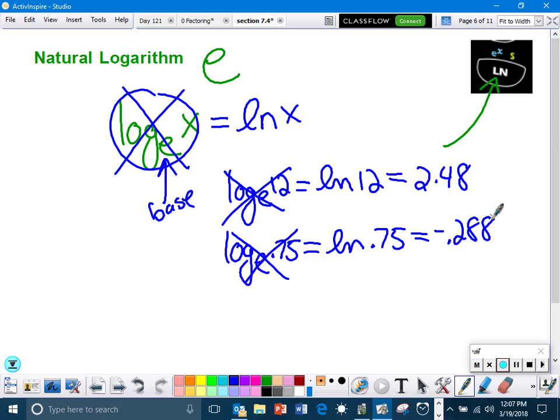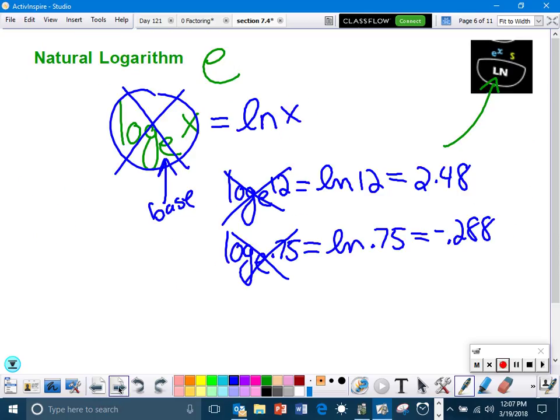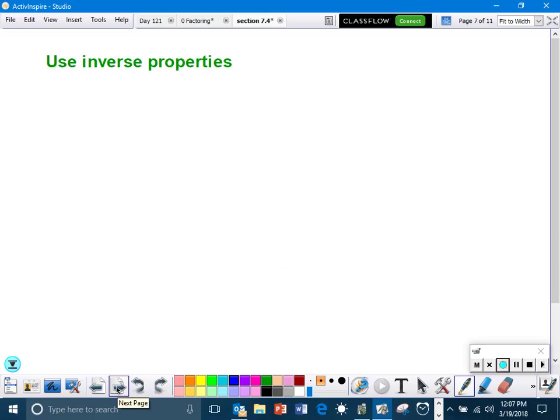So again, there are two logs that you can do really easily on your calculator. That's log base 10, the common log, and the natural log, where it would be log base e, but we use ln for natural log. All right, so now knowing some of our inverse properties, we're going to use those properties to do some solving.